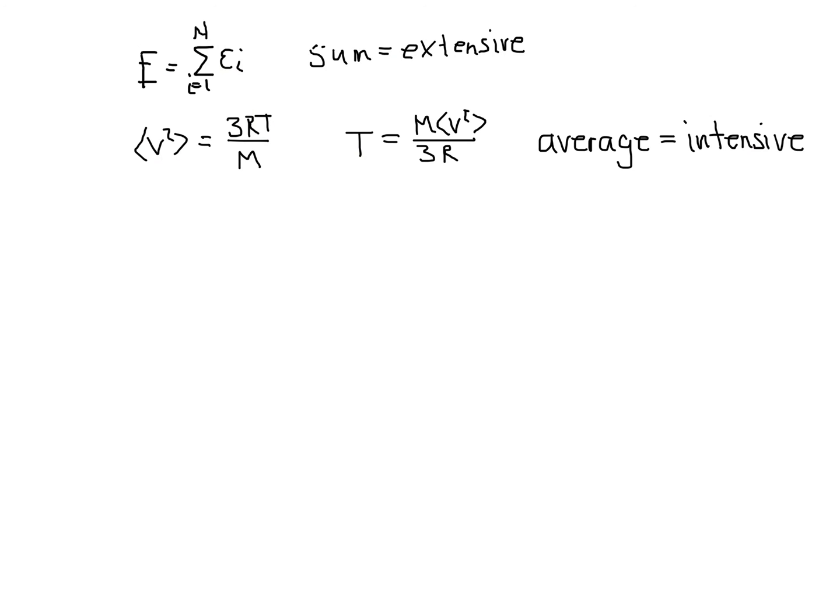Because my macroscopic property temperature is related to an average of the microscopic property being the velocity of each particle, the average will not change if I add more particles to my system. Therefore, temperature does not depend on the number of particles in my system and is an intensive variable.